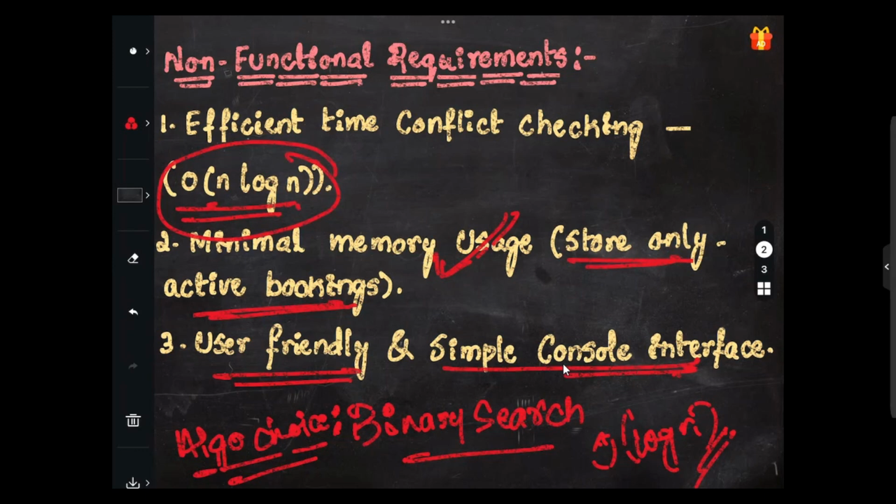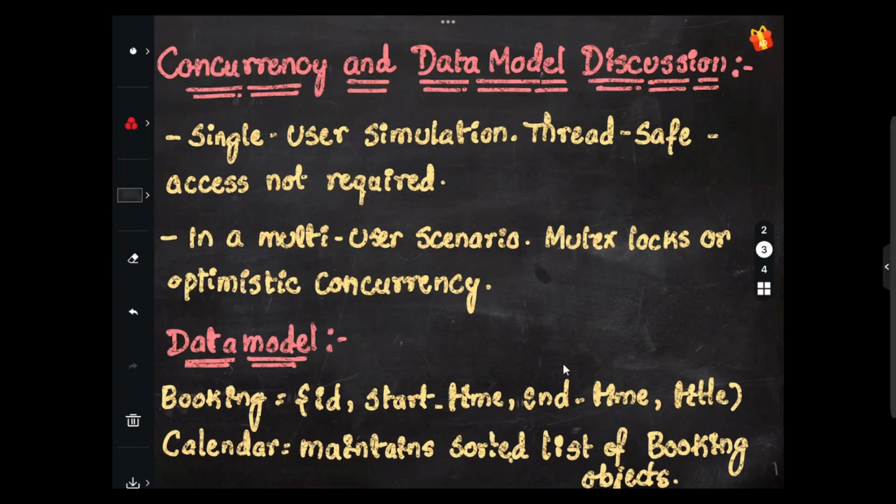Both for the insertion as well as the conflict resolution, sorry: for the insertion, it would be O(log n), and for the conflict resolution, it would be O(n). So this will be the complexity. Again, the approach that we'll be going with here is binary search. Next, let's move on with the concurrency and the data model.